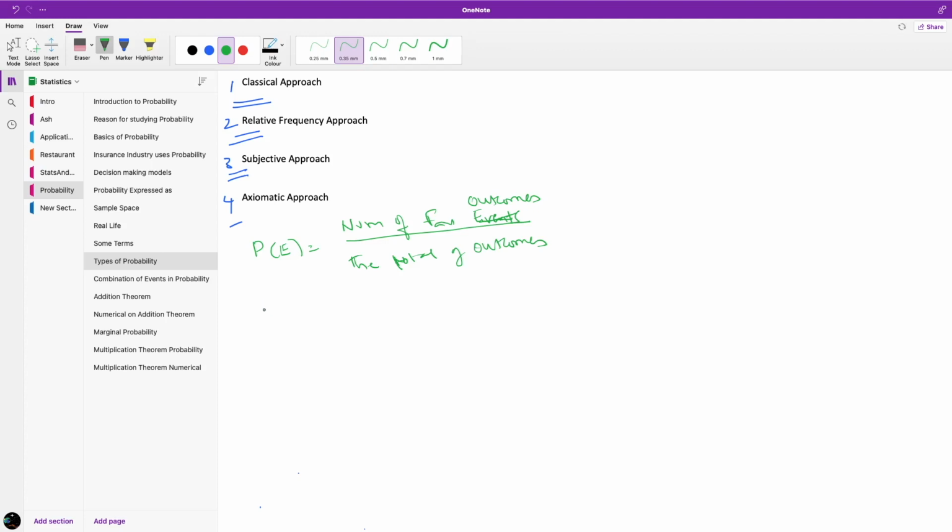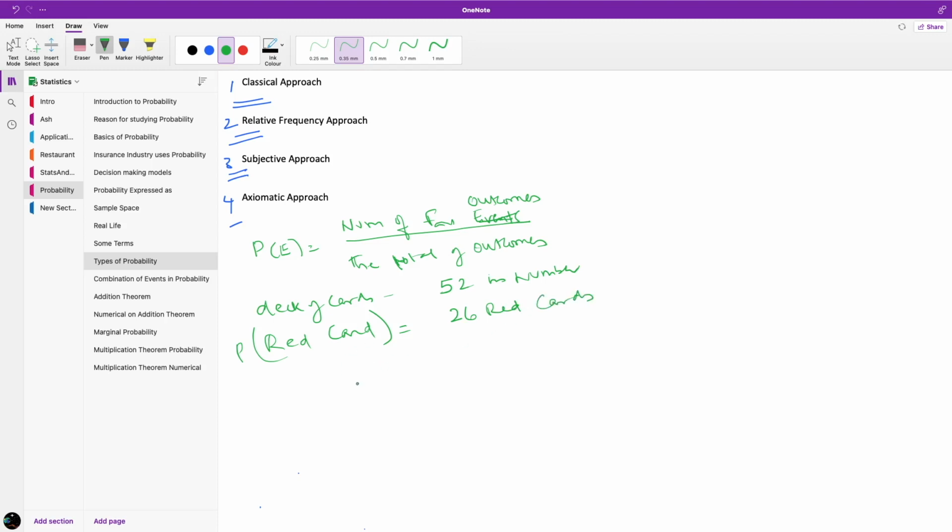Let us say we have a deck of cards, 52 in number, and let us say we want the probability of drawing a red card. We want to know what is the probability of getting a red card. Now how many red cards are there? There are 26 red cards, 13 diamonds and 13 hearts. So total we have 26 red cards.